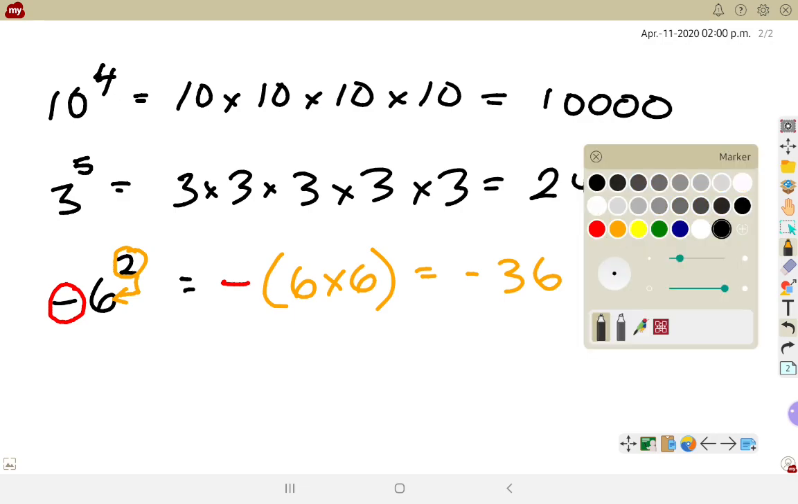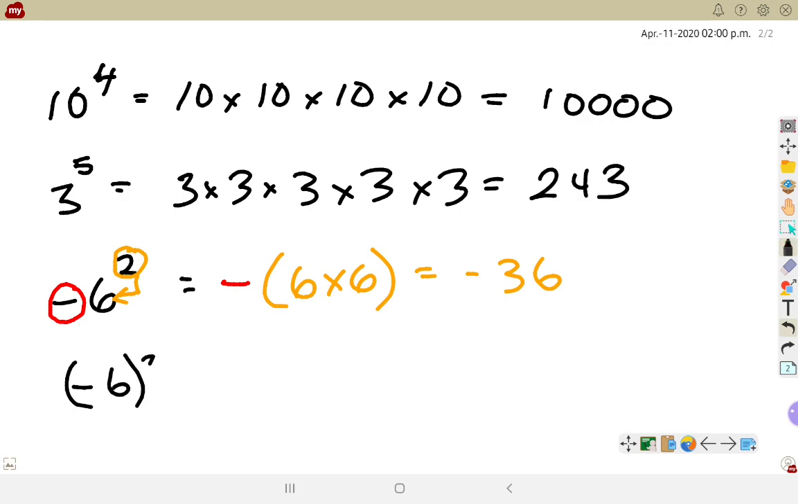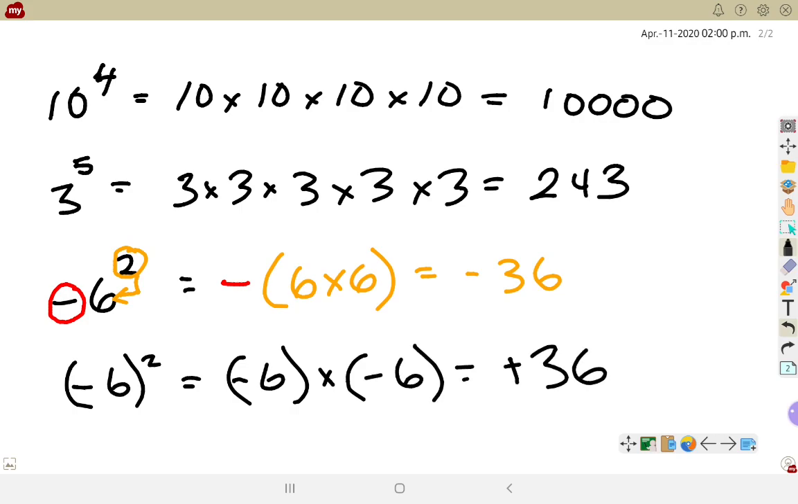This is different from having negative 6 squared, where the negative 6 is in brackets, because this tells me everything in the brackets is repeated as part of the base. So one gives me positive 36 and the other gives me negative 36. Where your negative is completely changes the context of your question. So make sure you're identifying what is and is not part of your base.